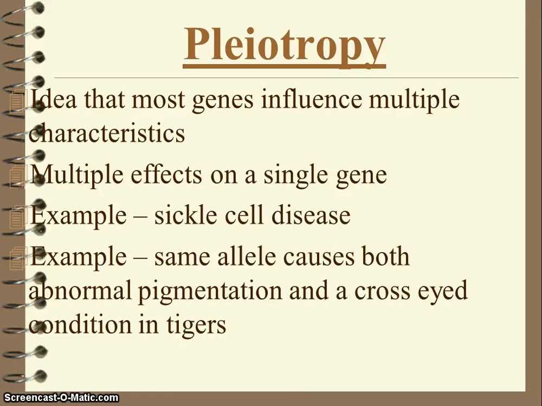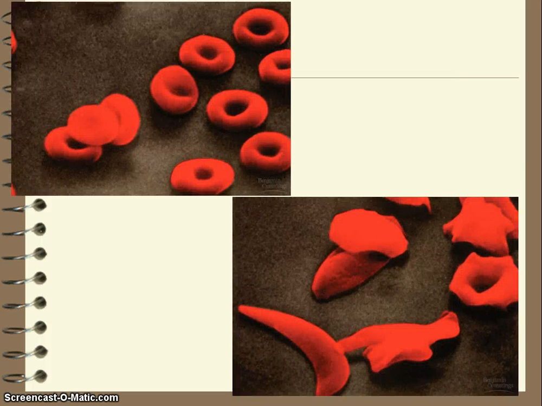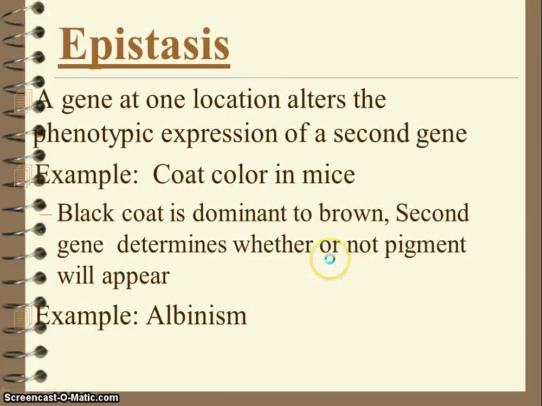All right. Pleiotropy is the idea that most genes influence multiple characteristics. So multiple effects from a single gene. And the example we have is sickle cell anemia. The same allele causes both the abnormal pigmentation and a cross-eyed condition in tigers. So there are 2 different examples. We have sickle cell anemia and we have something in tigers. This is just showing you the sickle cell anemia. There's a lot that occurs because of the sickle cell gene. And again, the bottom here is the sickle cell.